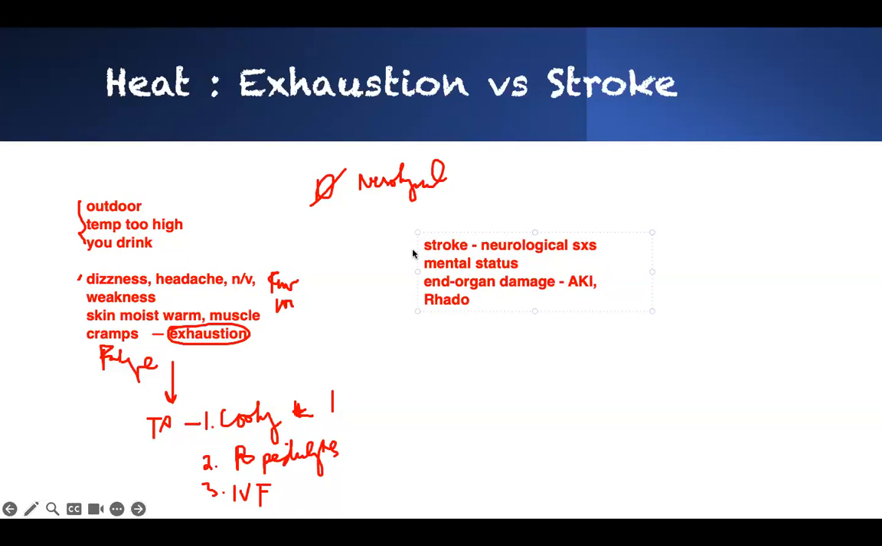Rhabdomyolysis. This patient has crossed over. The temperature is almost like 106, or 105. They've crossed over now, and their skin is now going to be dry. They can't even sweat anymore. So these people have dry skin and they cannot sweat. That's stroke, and that's deadly.